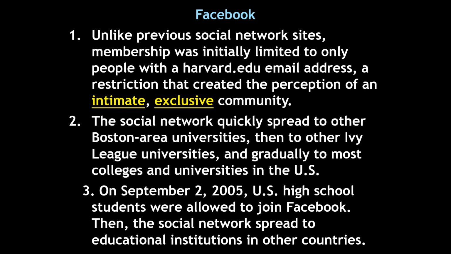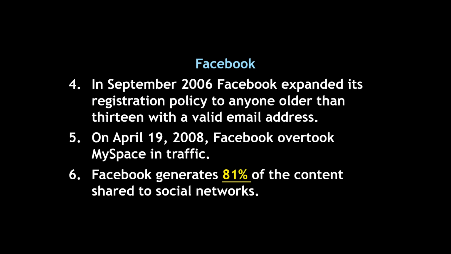About a year and a half later, 2005, U.S. high school students were allowed to join Facebook. And then the social network spread to educational institutions in other countries as well. Finally, in 2006, Facebook expands its registration policy to anyone older than the age of 13 with a valid email address. And that's pretty much where we stand right now, is that if you have an email address and you attest that you're 13 or older, you can get a Facebook account.